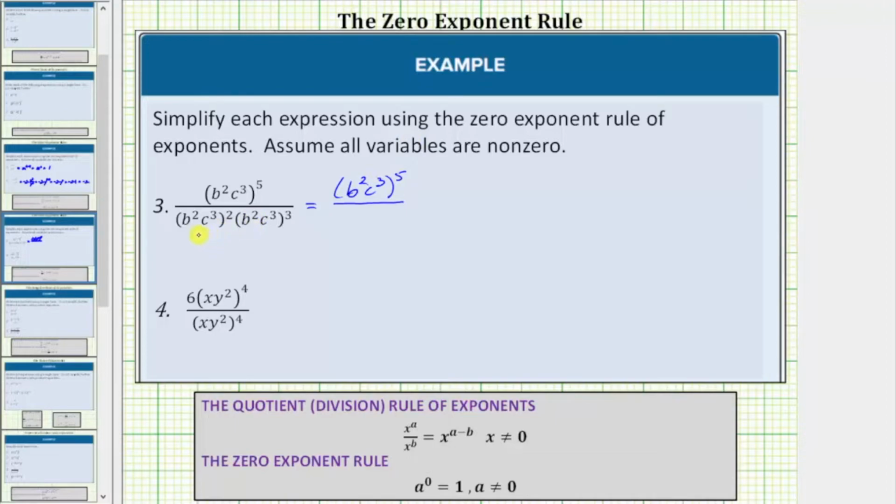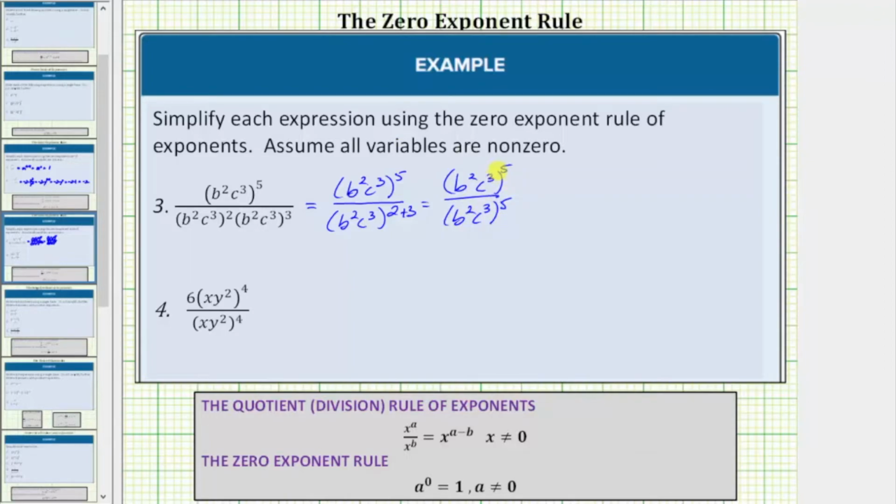And now multiplying in the denominator, the common base is b squared c to the third. So b squared c to the third raised to the second power times b squared c to the third raised to the third power is equal to b squared c to the third raised to the power of 2 plus 3. 2 plus 3 is equal to 5. This simplifies to b squared c to the third raised to the fifth divided by b squared c to the third raised to the fifth.